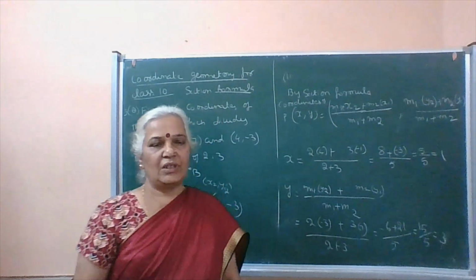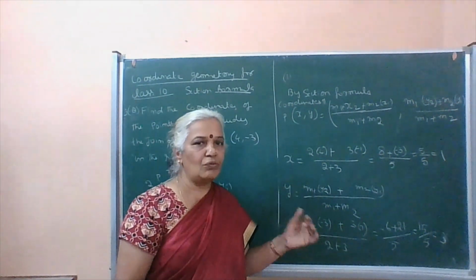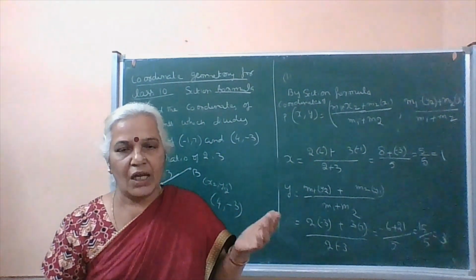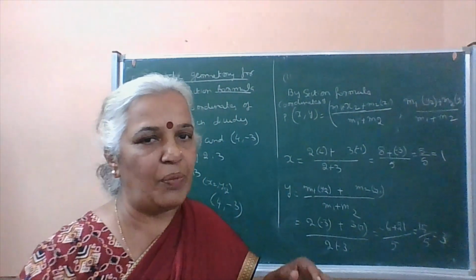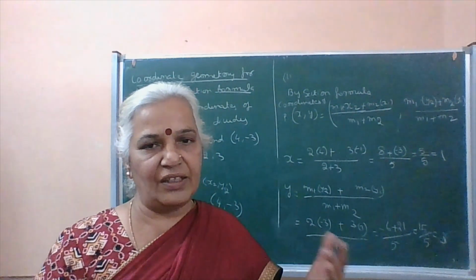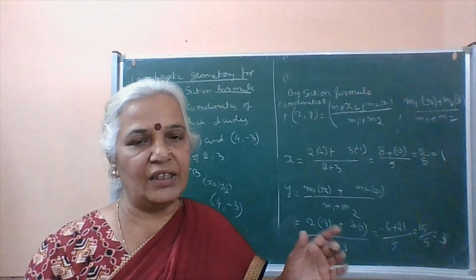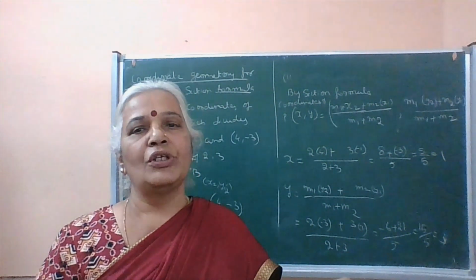Now you have learnt how to find the coordinates of the point P. It is not exactly there in the middle. It is there in the ratio 2:3.